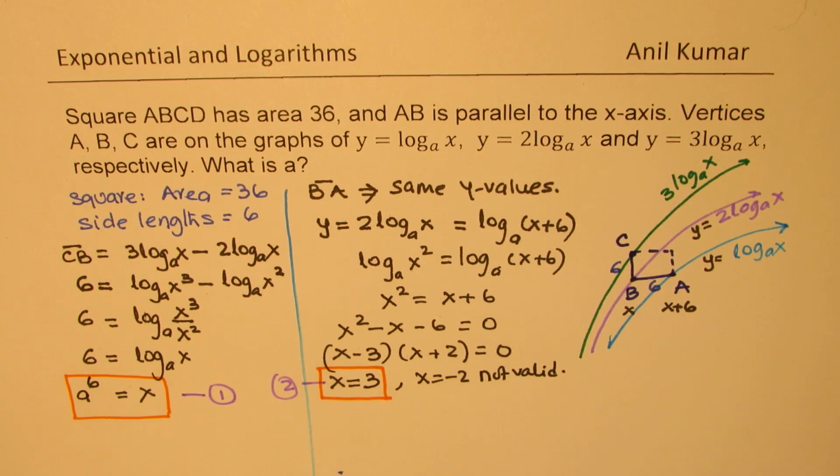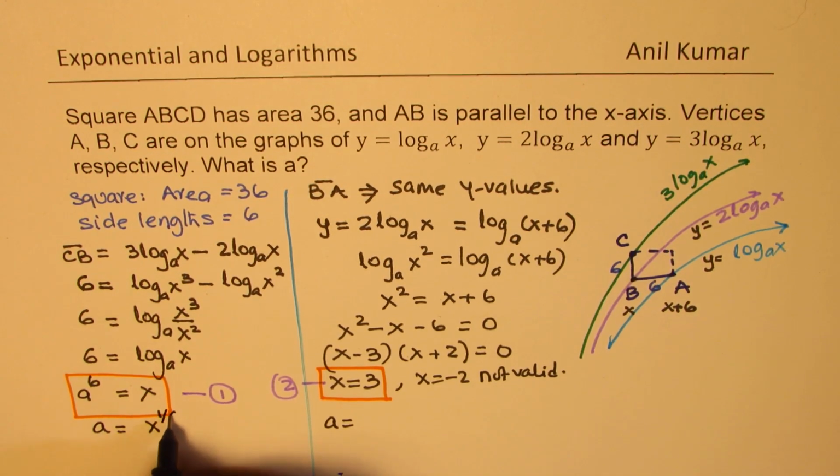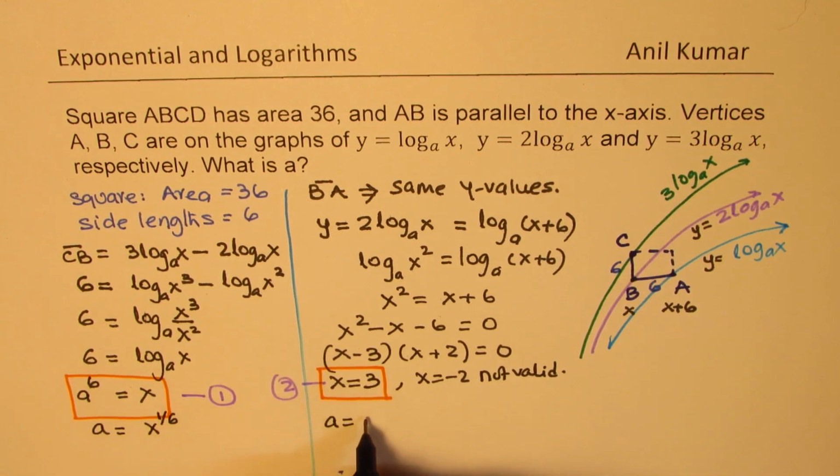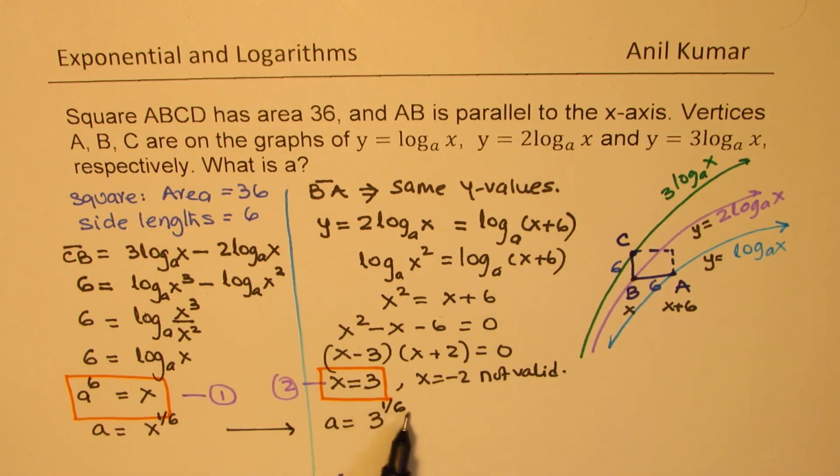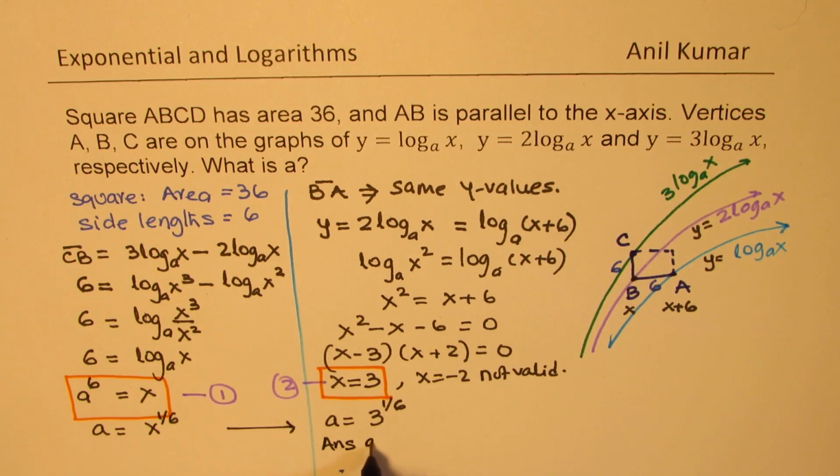We can substitute the value of x in the first equation and find a. So a is x to the power of 1 over 6. Rearranging, a is 3 to the power of 1 over 6. Is that clear to you? So what is the value of a? a is 3 to the power of 1 over 6. So that is our answer, which is a equals 3 to the power of 1 over 6.